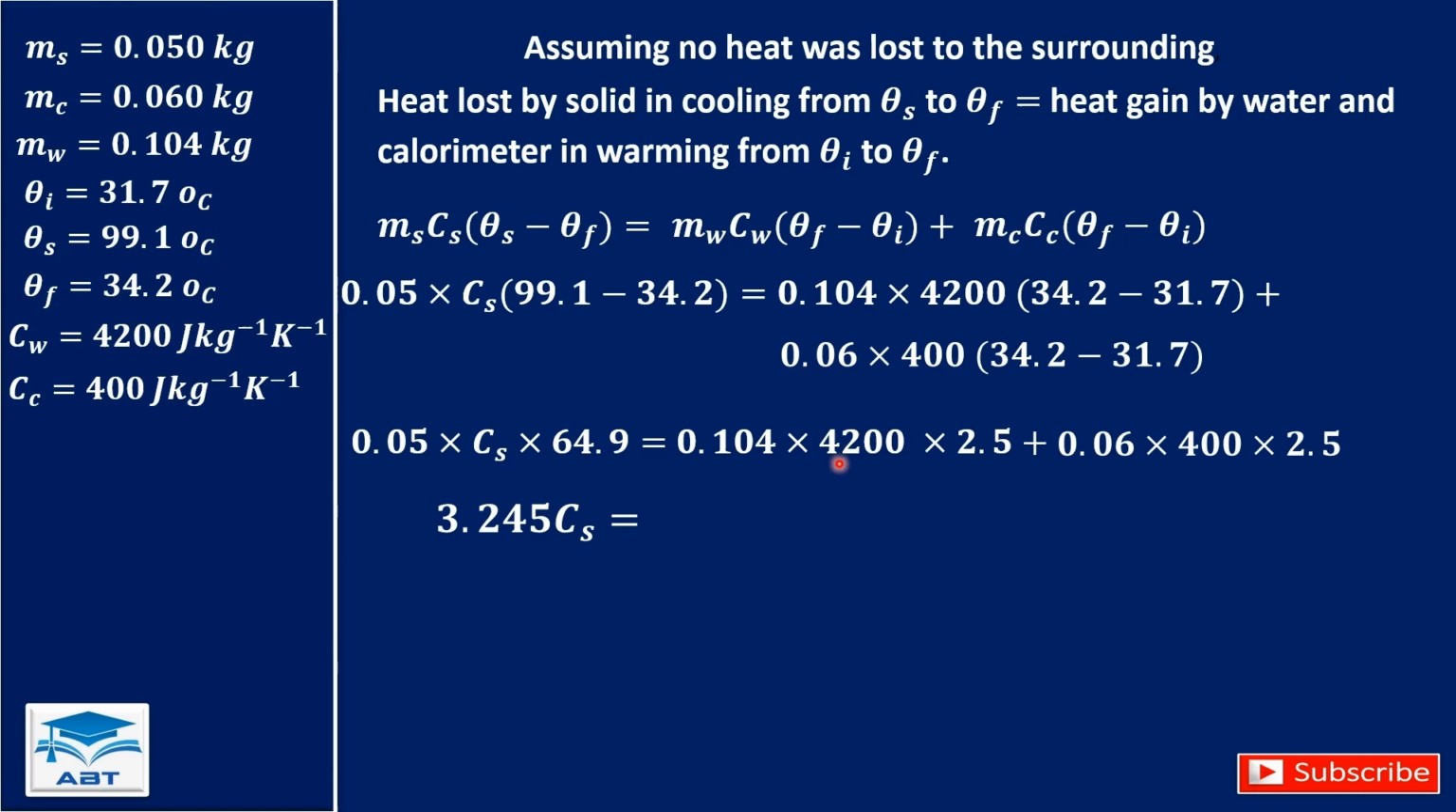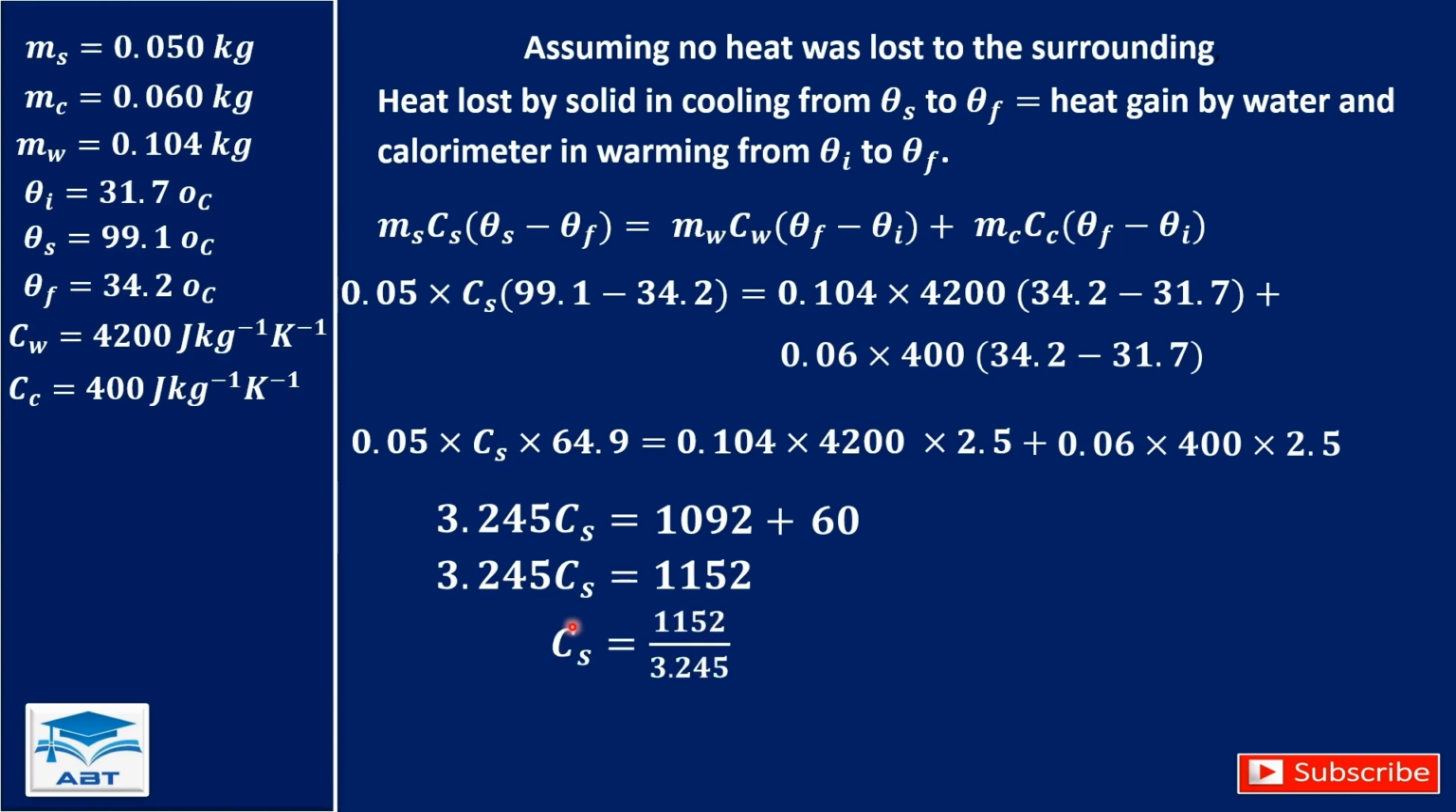0.104 times 4,200 times 2.5 will give us 1092, plus 0.06 times 400 times 2.5, which is 60. So 1092 plus 60 will give us 1152. And we divide through by 3.245.